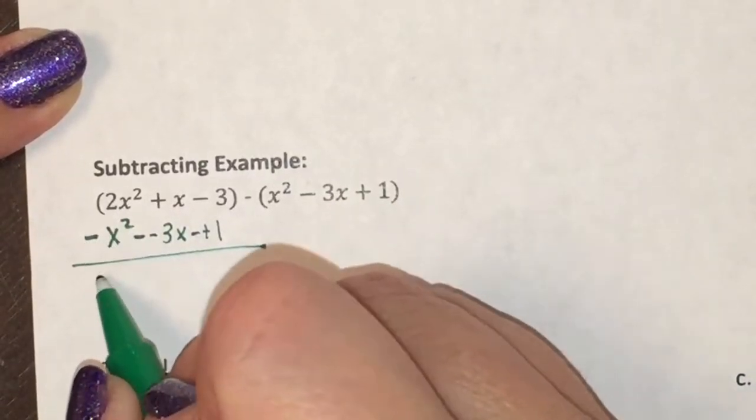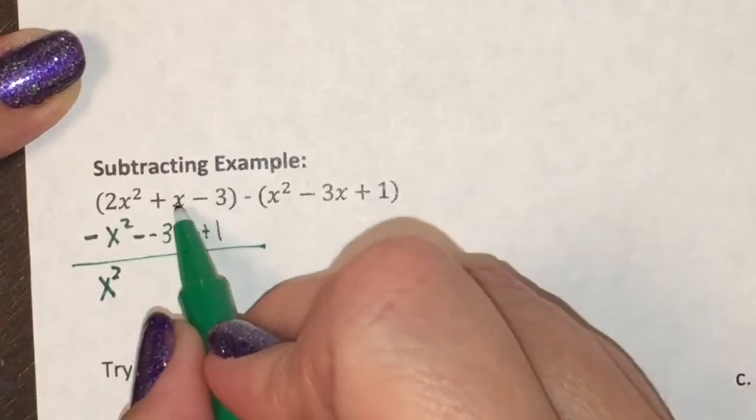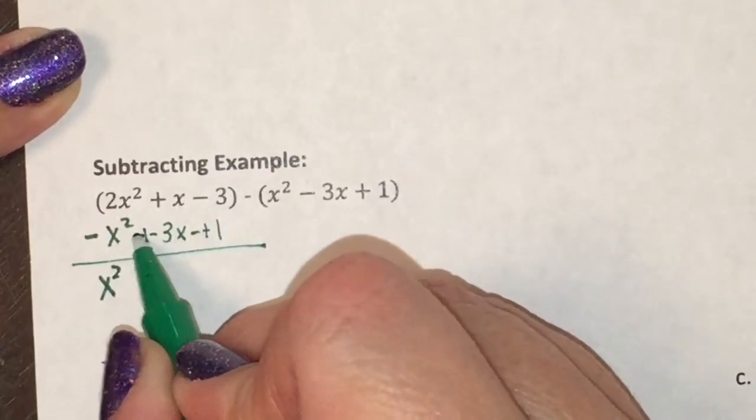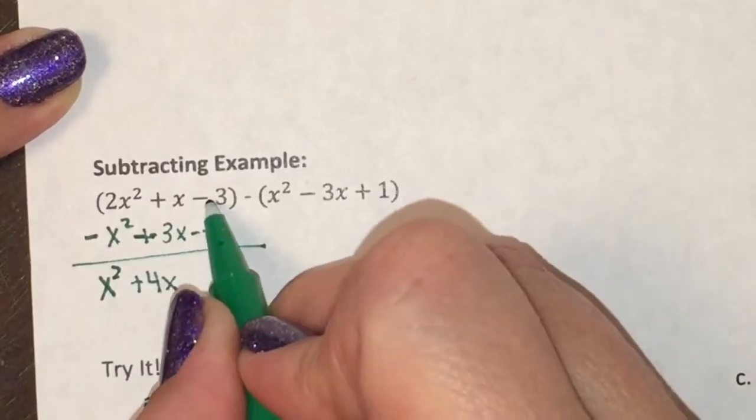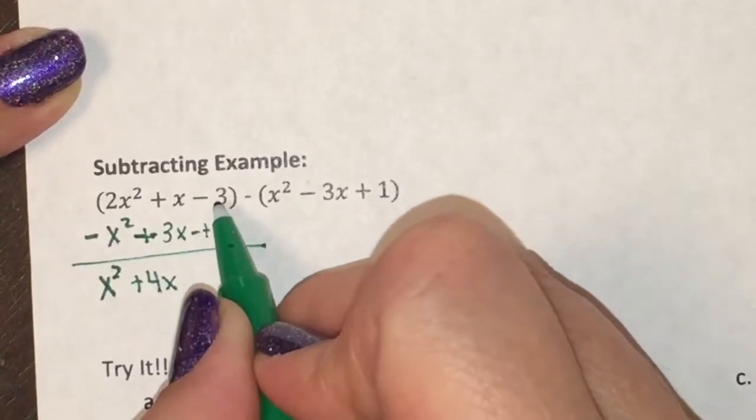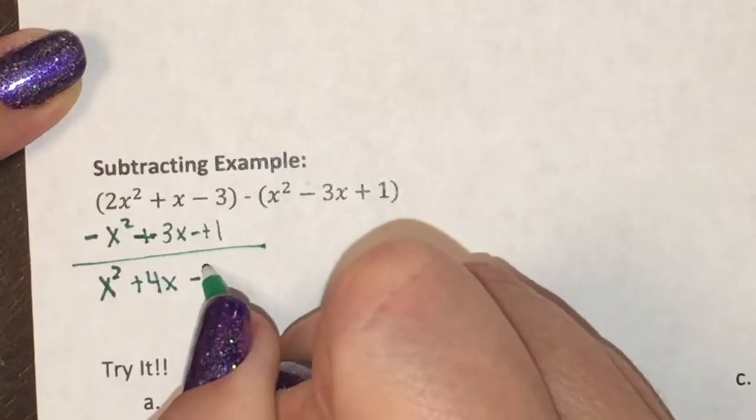So 2 minus 1 is 1, x squared. X minus a negative, so remember that's just plus. So 1 plus 3 is 4x. And negative 3 minus a positive 1, so that's just like saying negative 3 minus 1, which gives me minus 4.